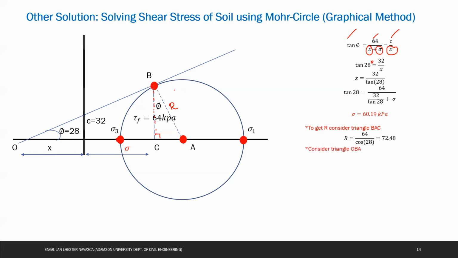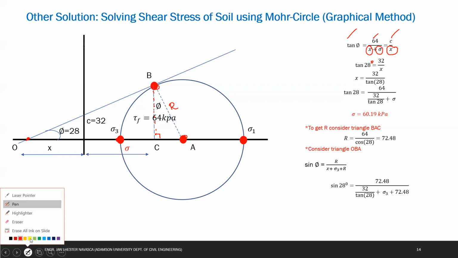Okay, then solve for, considering the triangle OBA. So considering the triangle OBA, we can say that our sine phi is r over x plus sigma 3 plus r. So para makuha natin directly yung value for your sigma 3. Okay, so paano ba natin kukunin yan? So pwede natin gawin, that is this triangle, ito, and ito. So considering that triangle, we can use sine phi, that is r over x plus sigma 3 plus r.